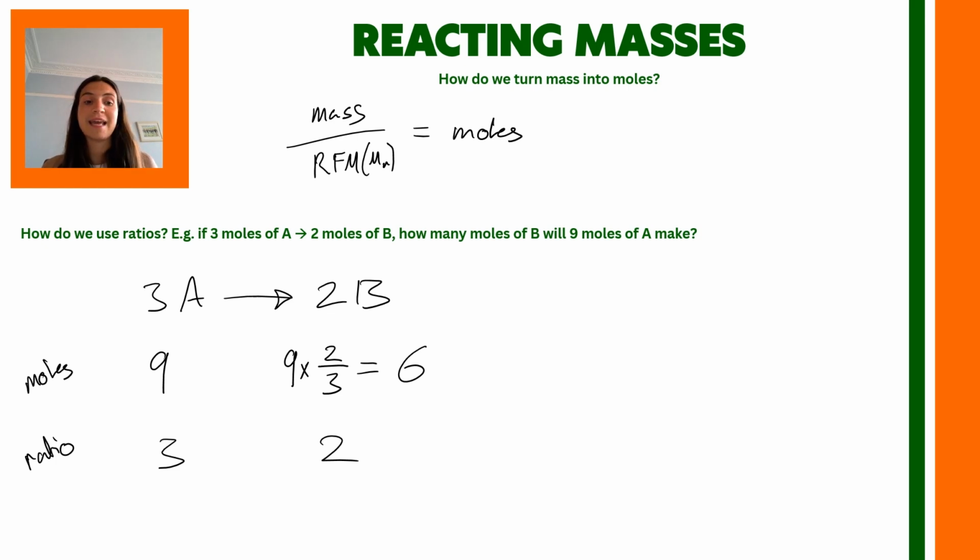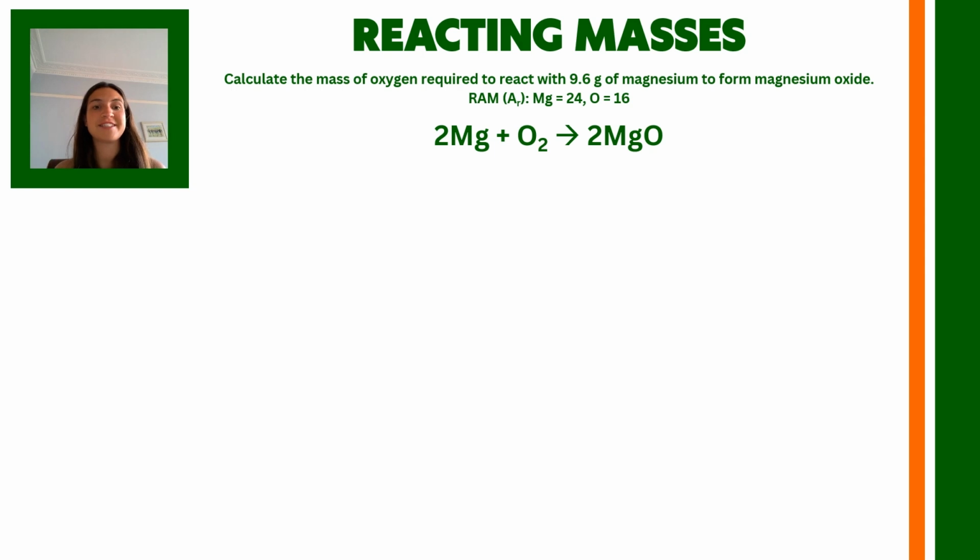But as you can see here, the equivalent calculation that you do is you take that number 9, you divide it by the ratio there, 3, 9 divided by 3, and you multiply it by the ratio of the substance you're interested in, 2. So you've got 9 times 2 over 3, or 9 times 2 divided by 3, which is 6. Okay, let's apply this to chemistry.